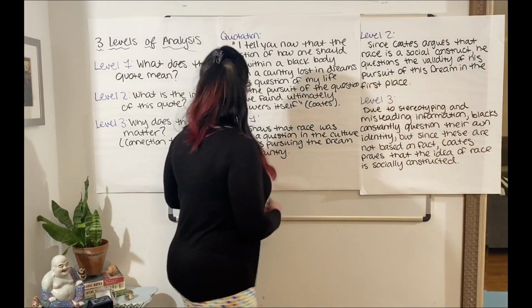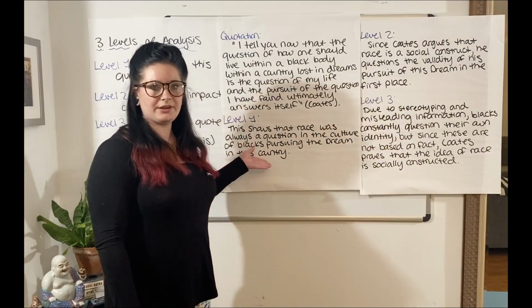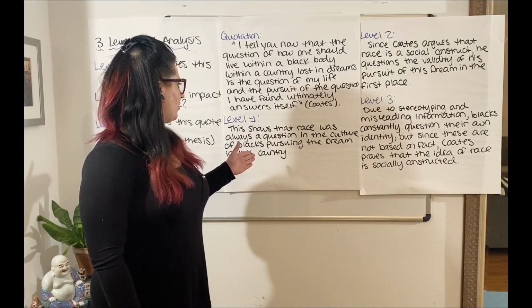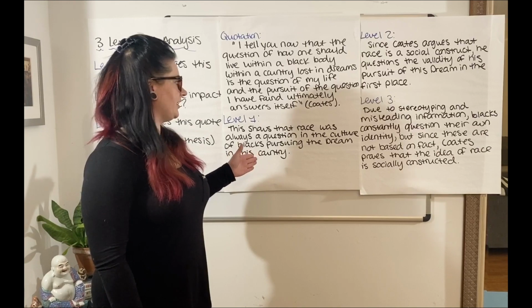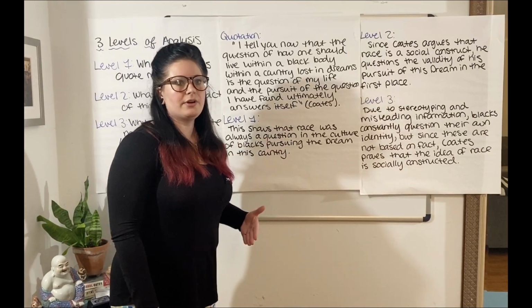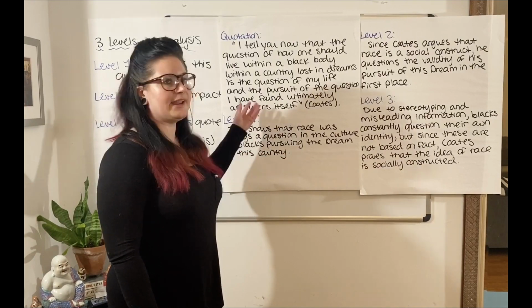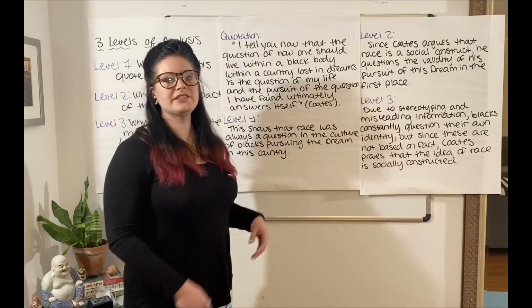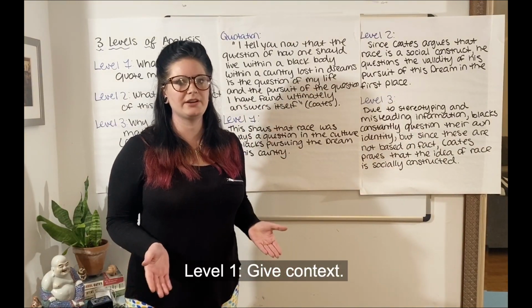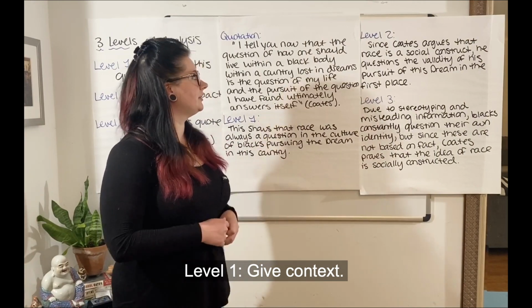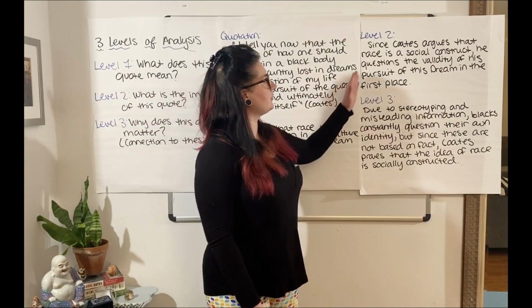So level 1, what does this quote mean? "This shows that race was always a question in the culture of Blacks pursuing the dream in this country." So for this level, she simply told us what the quote is saying, what it means. She's given some context to it so that if someone had never read the book, they would still be able to understand the quote. And then she goes into level 2.